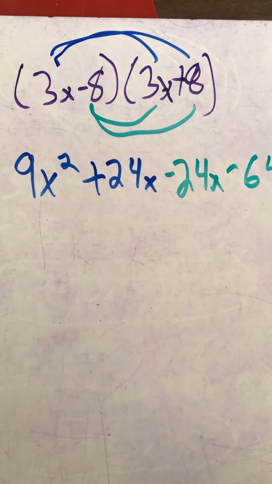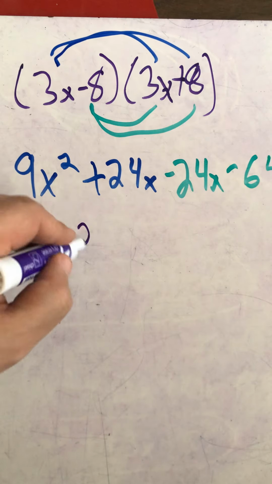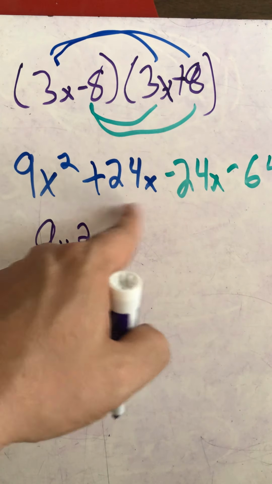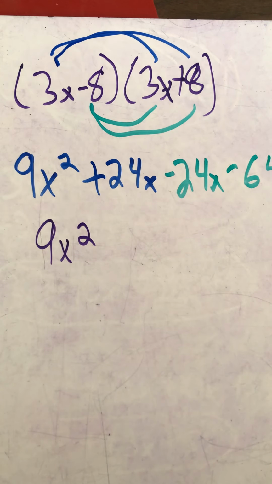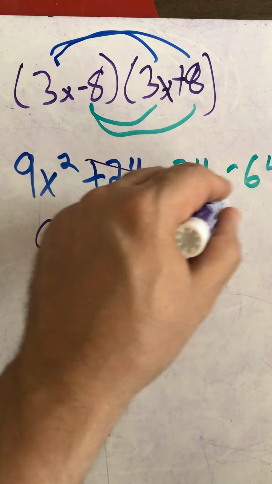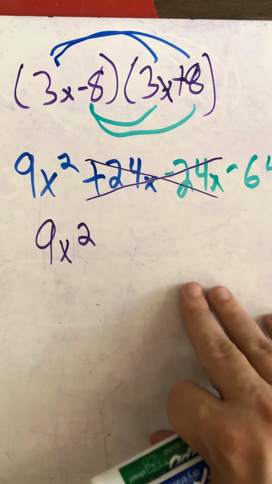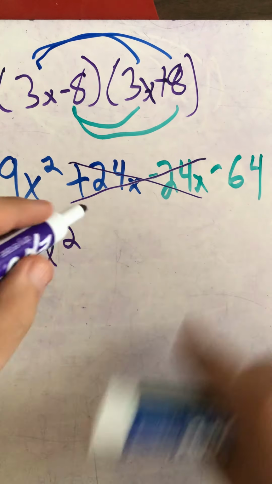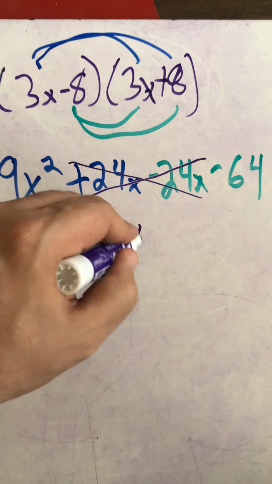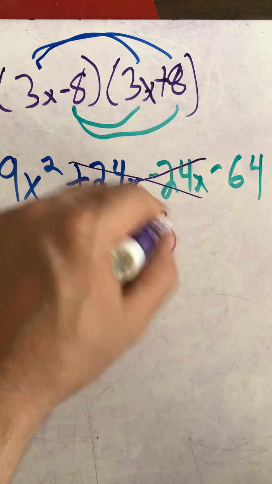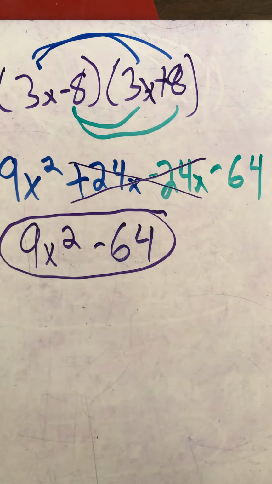Now look to see what happens when we combine like terms here. We still have the 9x squared plus 24x minus 24x. 24 minus 24 is 0. They cancel each other out. So therefore, what we are left with is the minus 64. Now, every other time that we had done this, a binomial times a binomial gave us a trinomial.